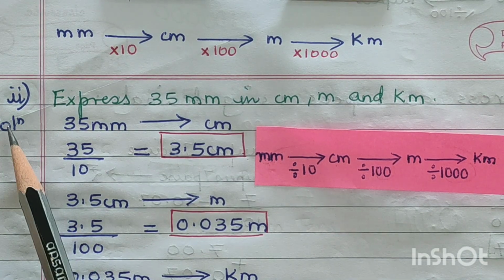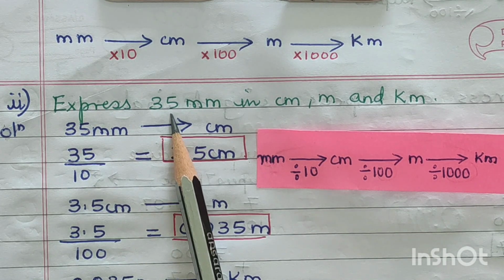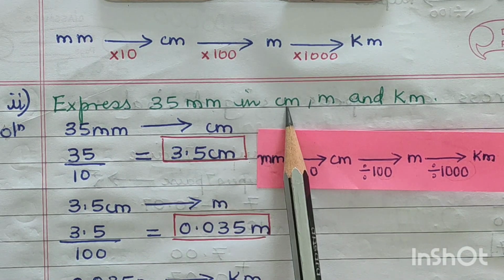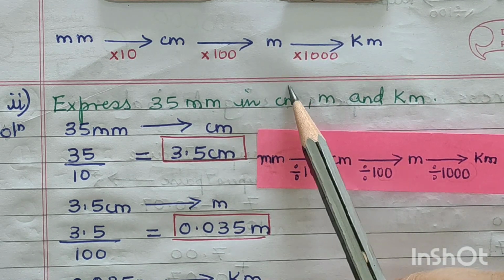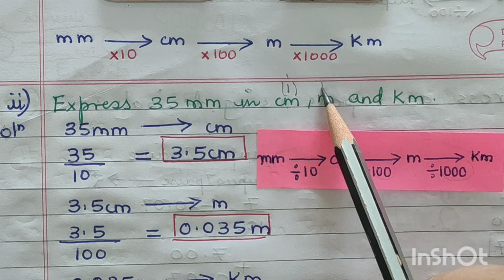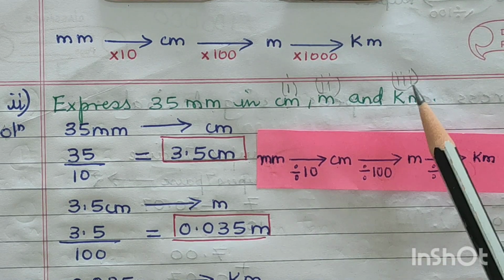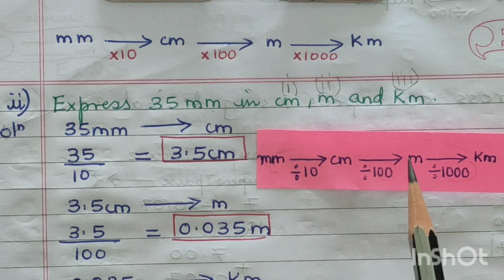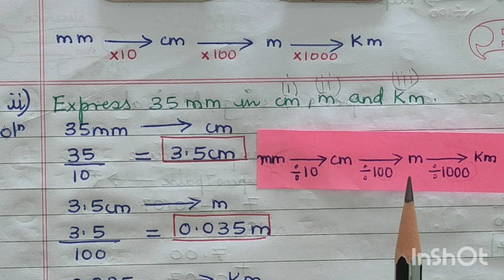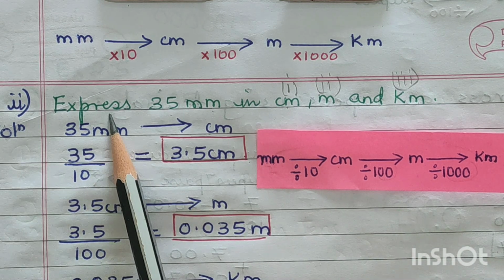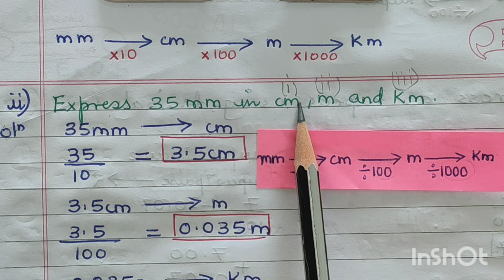Take the second part of question 3. Express 35 millimeters in centimeters, meters and kilometers. So we have 3 parts to our problem: first, second and third part. These problems are very interesting. You only need to understand how to convert. So pay attention. It's very simple. You have to express 35 millimeters in centimeters. So let's take one thing at a time.